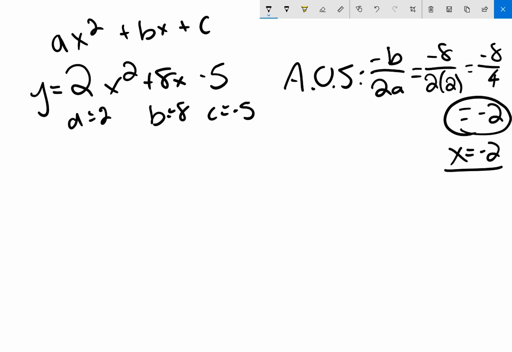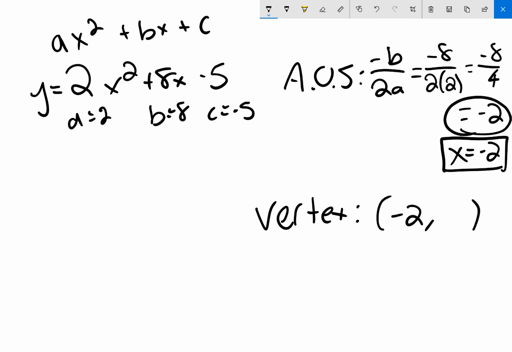Now, how do I find the vertex? Well, I've already done half the work for my vertex, because the axis of symmetry, this x value, is the x value of my vertex. All I need to do is figure out the y value.